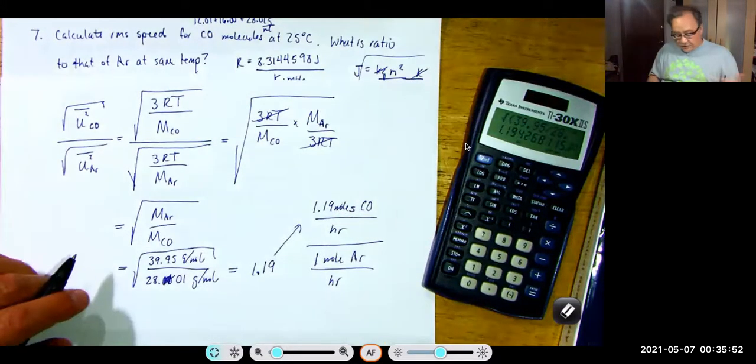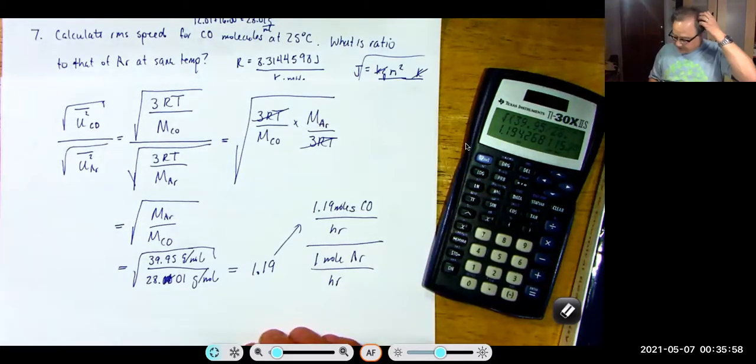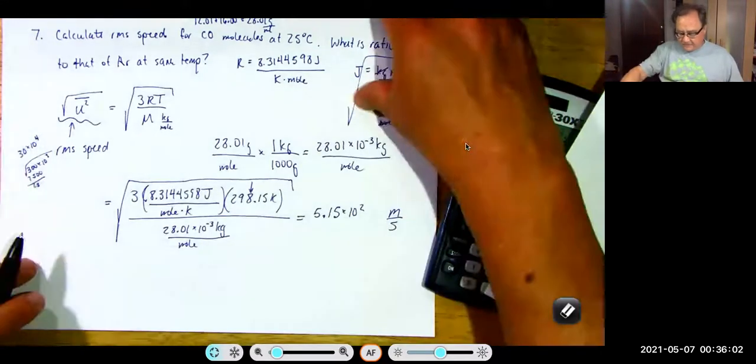Or it could be per second, or it could be per year. I don't know, but this is the ratio of how fast. Okay, so that's number 7.